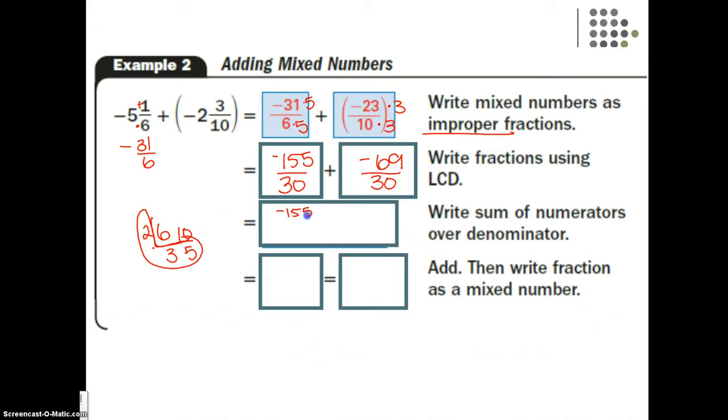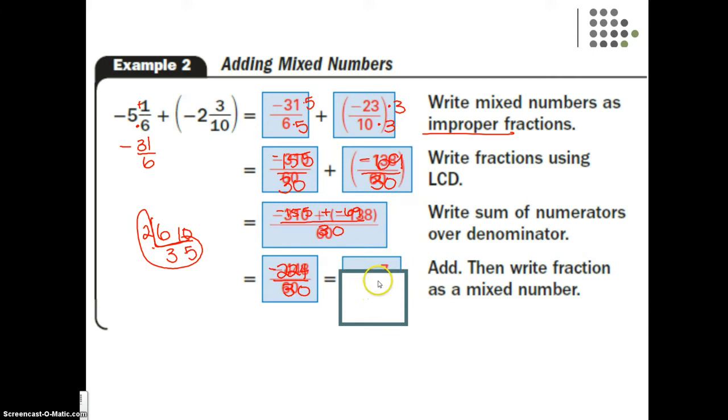Now we add negative 155 plus negative 69 all over the common denominator of 30. Negative 155 plus negative 69 is negative 224 over 30. And then write that as a mixed number, which is negative 7 and 7/15. And you can see that's what they got, negative 7 and 7/15. They just had to simplify at the end because they used the 60.